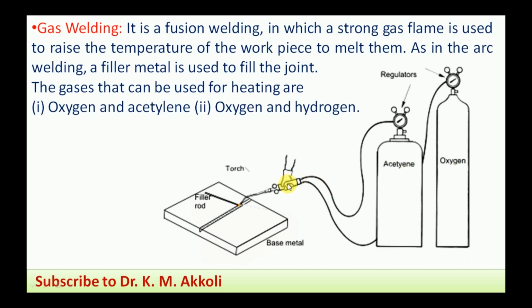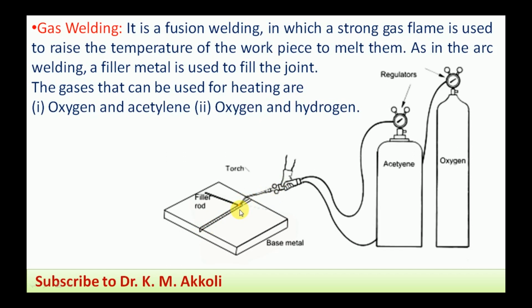After mixing, through the orifice the gas comes to the tip of the torch, where it is ignited using a lighter, similar to a domestic stove. When it is ignited, the flame is adjusted using the nozzles provided here, and that flame heats the metal up to its melting temperature.